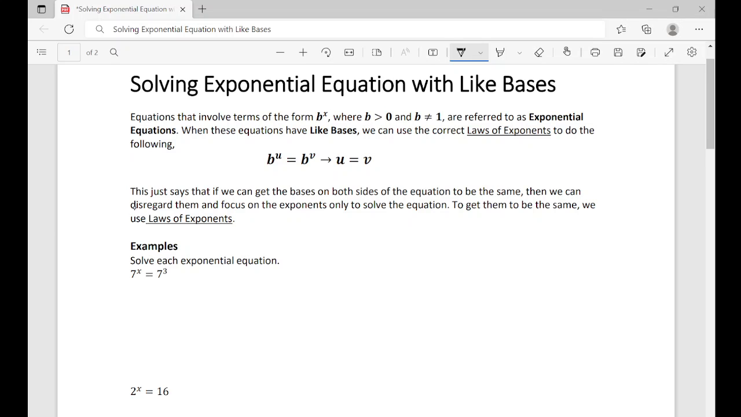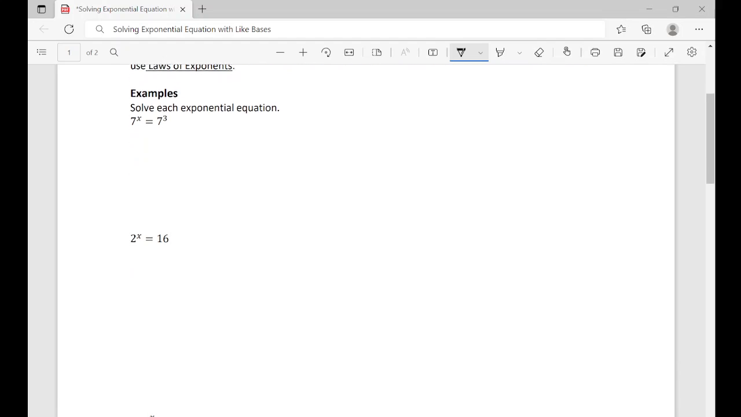So, again, just to repeat it, we can take the bases on both sides of the equation to be the same, and we can get rid of them because since they're equal, we need to focus on what's not equal, and that being the exponents. What we have to do is get them to be the same if they're not already the same, and we have to use the laws of exponents to do that. So again, pretty easy to do. Just have to be good with exponents.